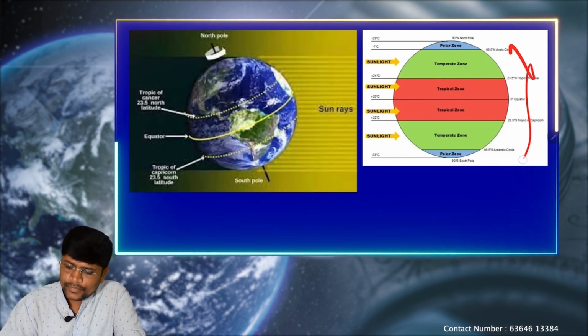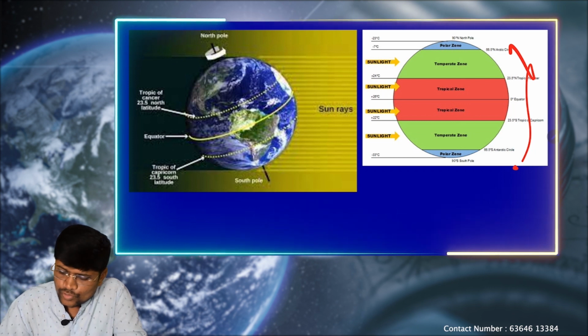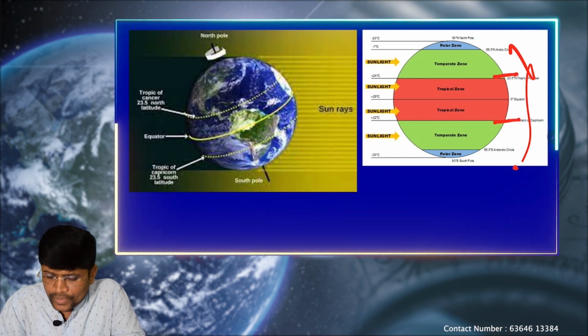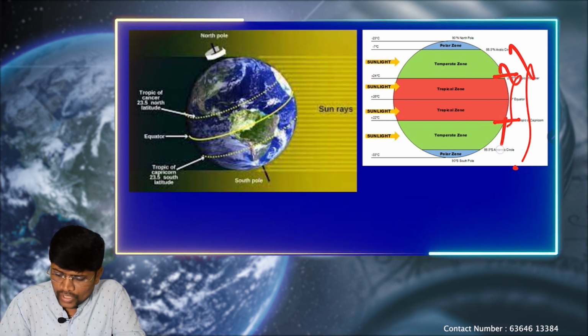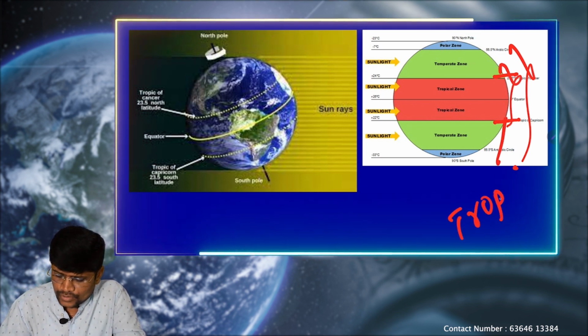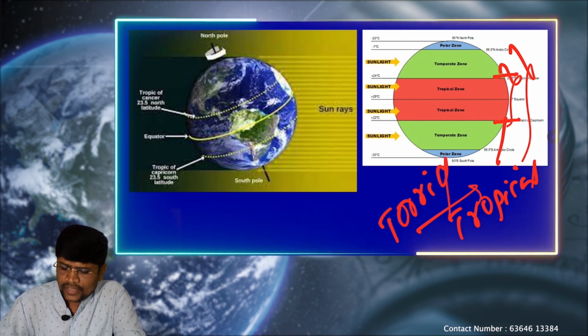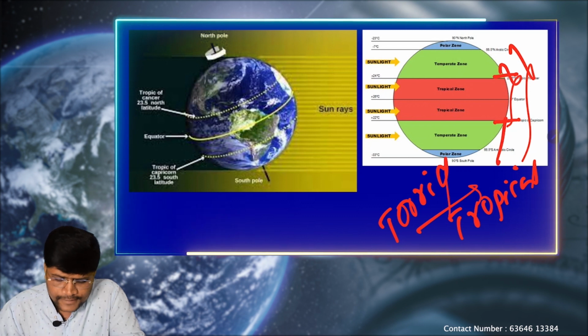Again, on the earth, based on the temperature, we have 3 zones. The line between Tropic of Cancer in the northern hemisphere and Tropic of Capricorn in the southern hemisphere, together we call this the tropical zone or torrid zone, because this area receives the maximum sunlight.